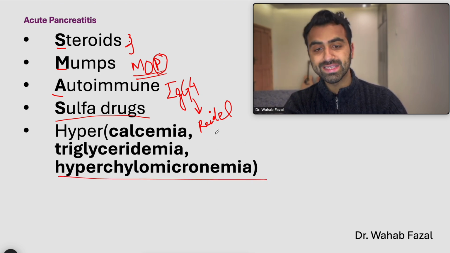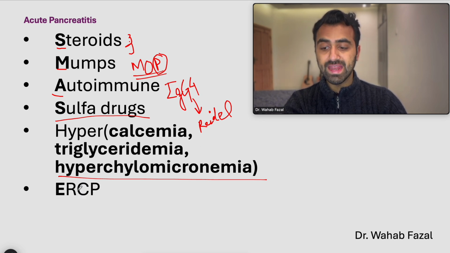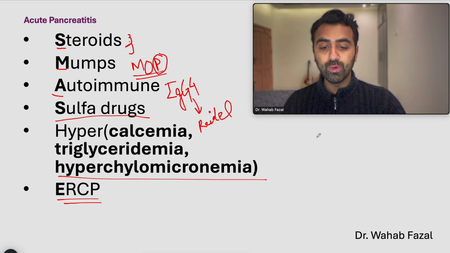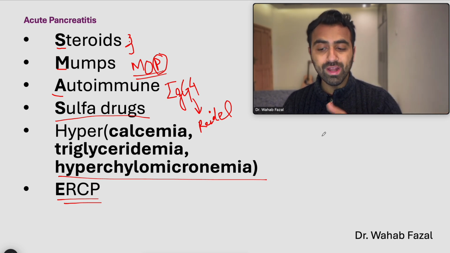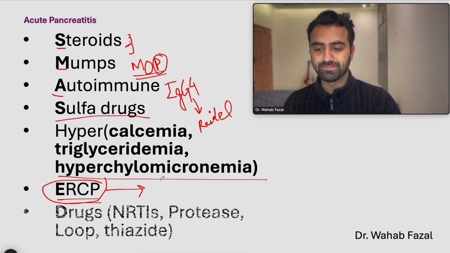All of these causes lead to pancreatitis. Then ERCP. ERCP is endoscopic retrograde cholangiopancreatography. What you do is that you push an endoscope down into the CBD through the duodenum, and that is endoscopic retrograde cholangiopancreatography. This is one of the ways in which you can visualize and also treat pancreatitis and the CBD.